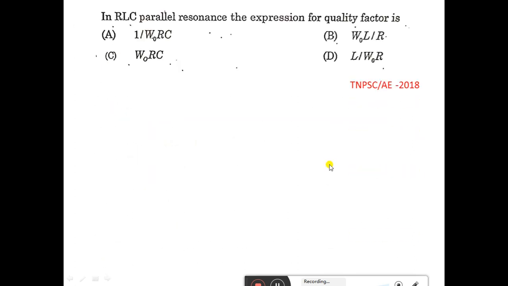This was also asked in TNPSC Assistant Engineer 2018. In RLC parallel resonance, the expression for quality factor is: option A, 1 by omega naught RC; option B, omega naught L by R; option C, omega naught RC; option D, L by omega naught R. So the answer.